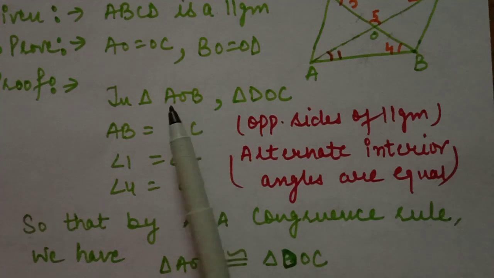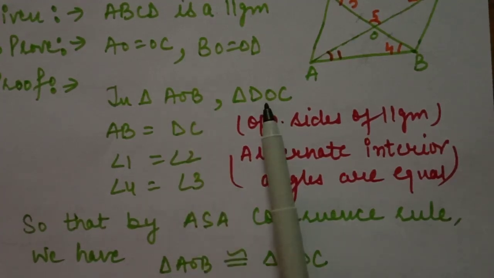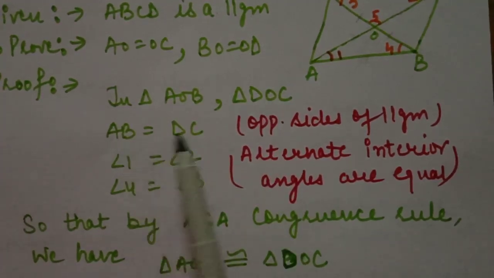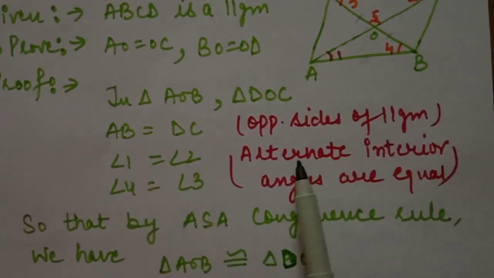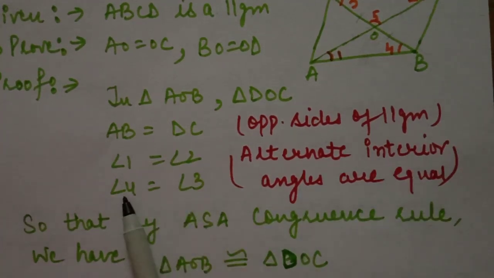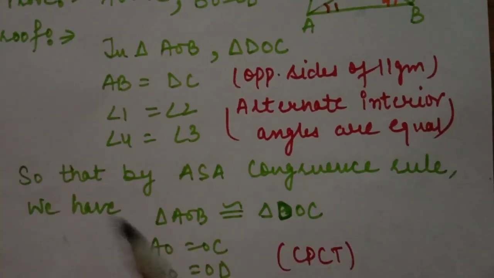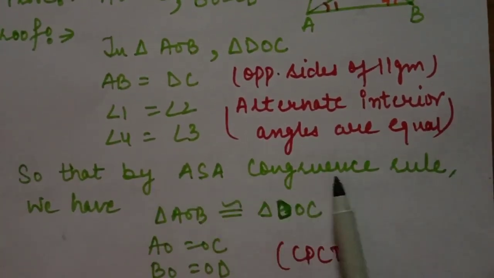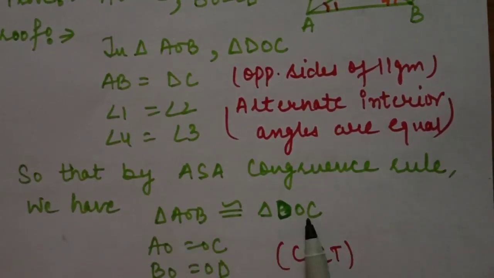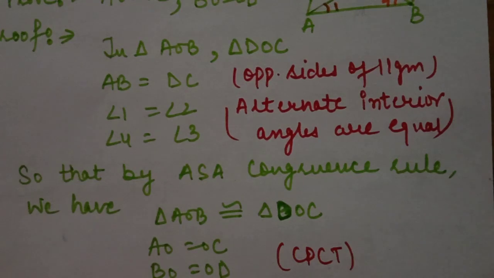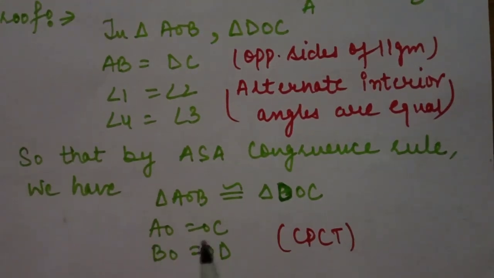For that, we will choose triangle AOB and DOC. Now we need three elements for the congruency. AB is equal to DC, opposite sides of a parallelogram. Angle 1 and angle 2 are equal to each other, alternate interior angles. Angle 4 and angle 3 are also alternate interior angles. They are equal to each other. So by ASA congruence rule, both triangle AOB and triangle DOC are congruent to each other. By CPCT, we can say that AO is equal to OC, BO is equal to OD. This is your theorem 8.6.